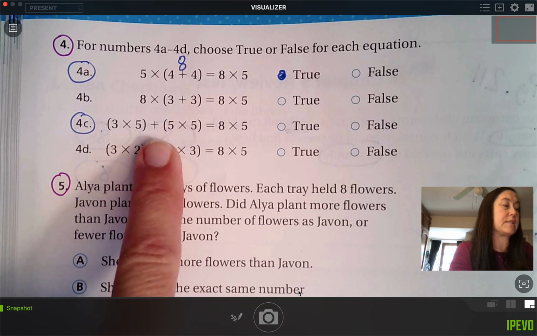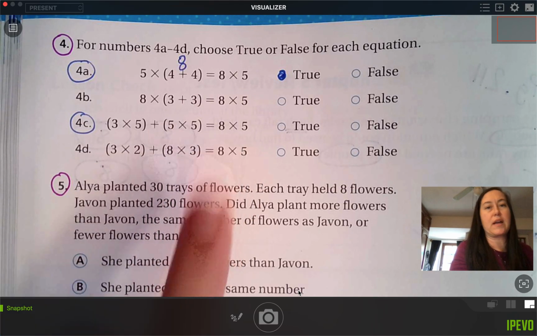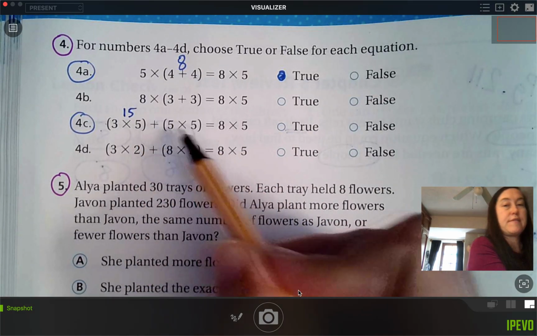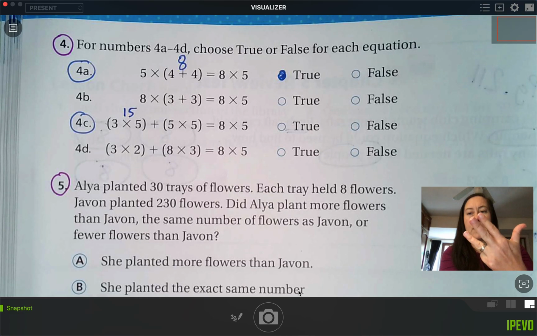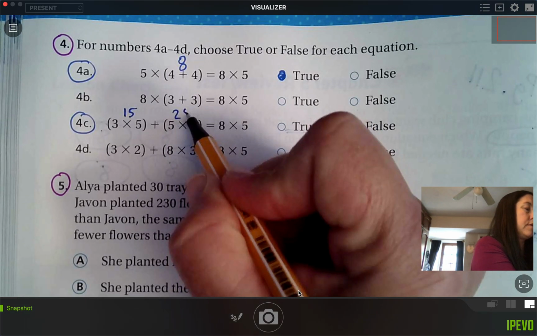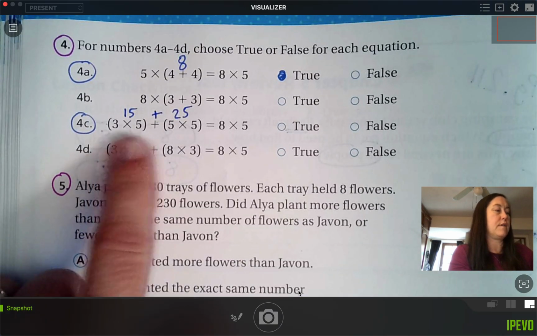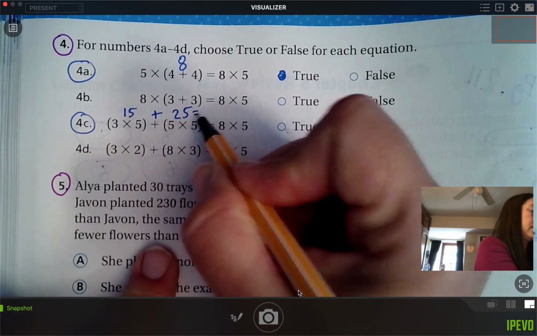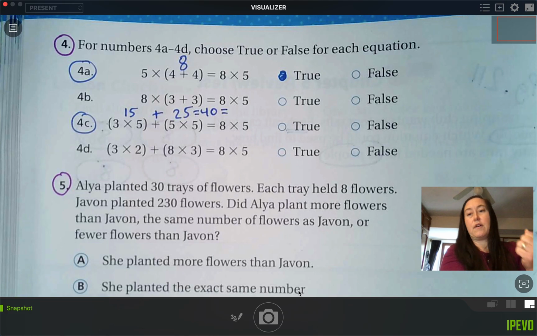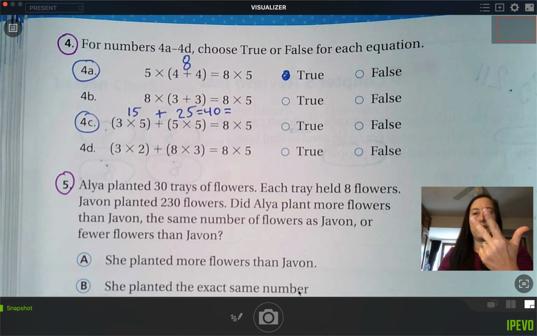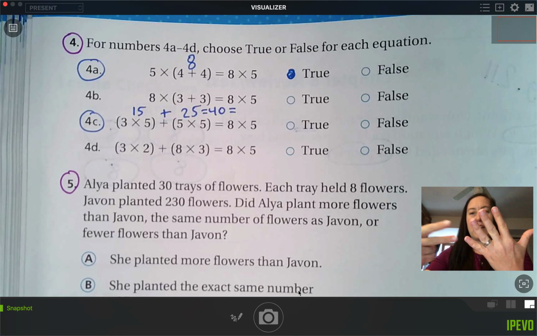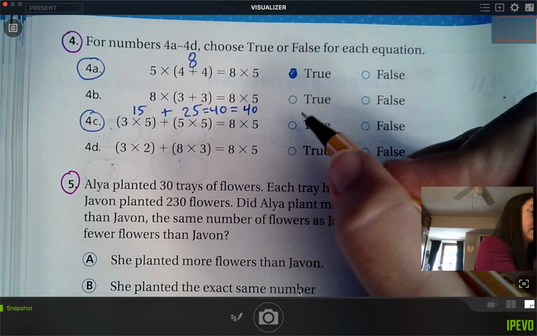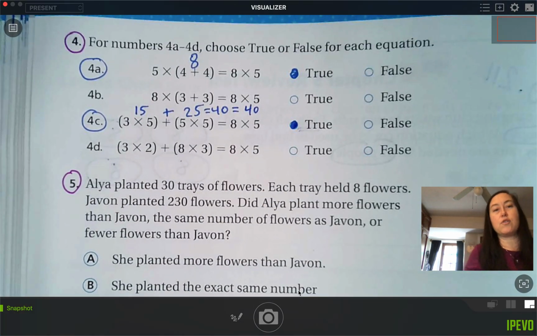All right, here we go. 3 times 5 plus 5 times 5, does that equal 8 times 5? 3 times 5 is 15. 5 times 5, 5, 10, 15, 20, 25. Okay, 25. So 15 plus 25, 10, 20, 30, 40. So that is 40. And now 8 times 5. 5, 10, 15, 20, 25, 30, 35, 40. If I count by 5s 8 times, I do get to 40. Does that 40 equal 40? That is true.